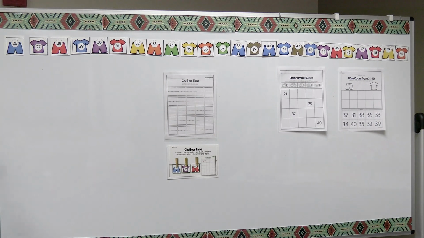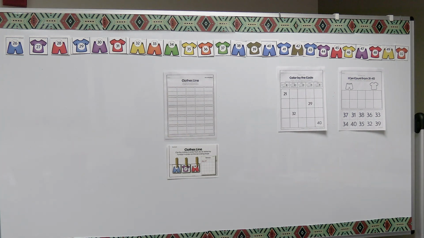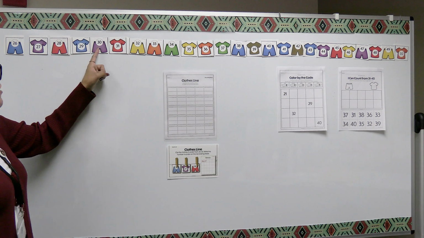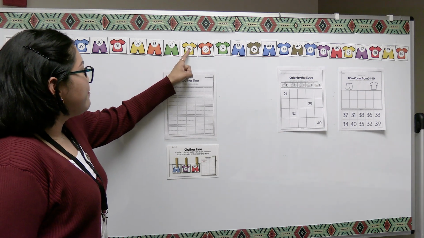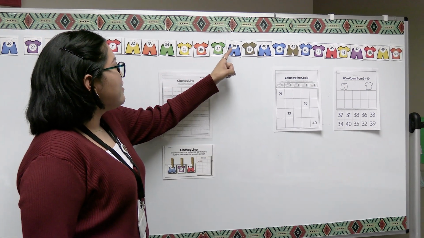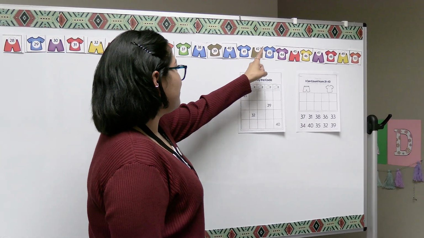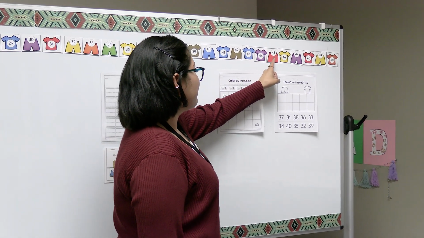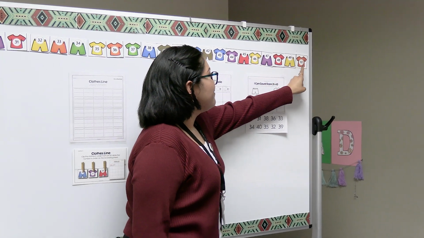We pretend clothespin them in order. That's a lot of clothes, right? Okay, so let's count it. Okay, so starting from 26. Everyone ready? Point to number 26. So we have 26, 27, 28, 29, 30, 31, 32, 33, 34, 35, 36, 37, 38, 39, 40, 41, 42, 43, 44, 45, 46, 47, 48, 49, 50.